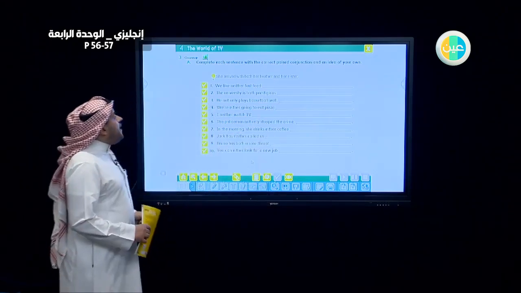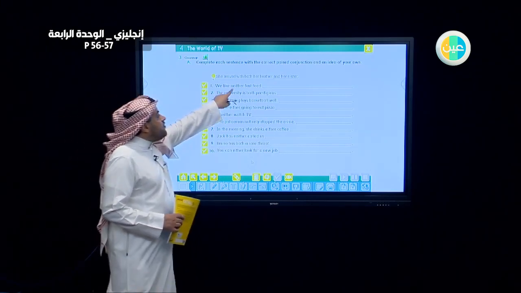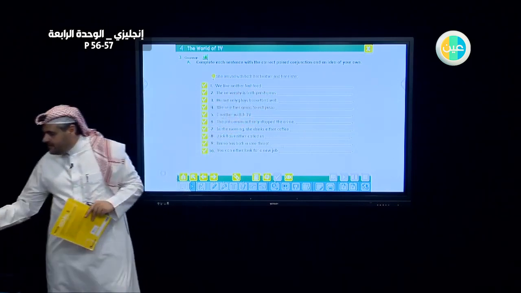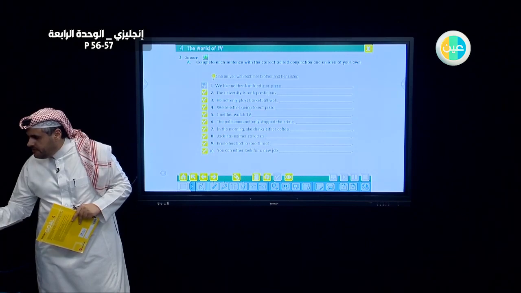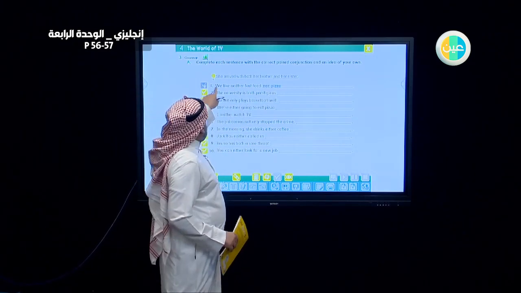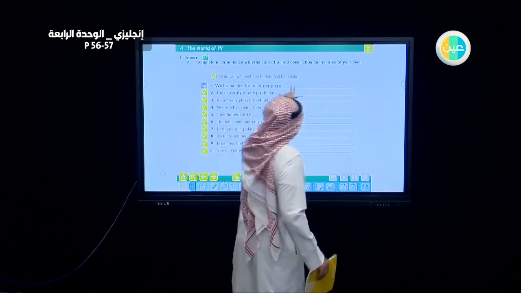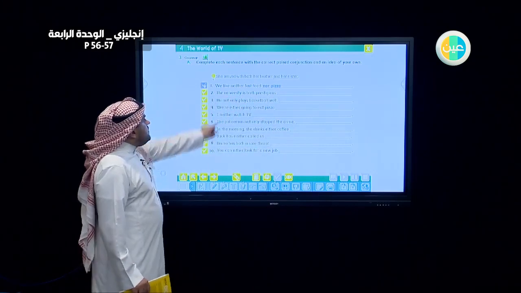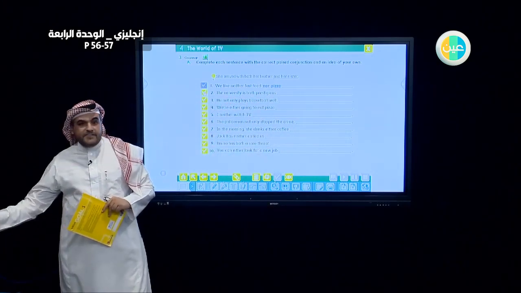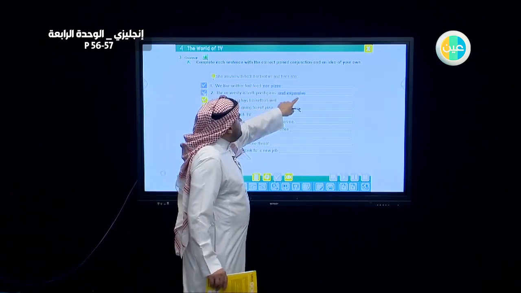Number one, we like neither fast food. When we say neither, we should use what? Nor. What can we say here? Nor pizza, whatever you like. We like neither fast food nor pizza. The full stop should come here. Number two, the university is both prestigious and, you should use another adjective here, because prestigious is an adjective, and expensive.